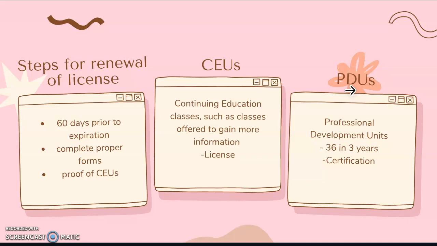As well as turning them in. And so, onto the CEUs. When renewing, you will have to submit proof of continuing education classes, just the classes offered to gain more information. For your license, you have to submit proof of either 1.0 CEUs, which equals 10 contact hours, annually, or if it is biannual, 2.0 CEUs or 20 contact hours. And then the next thing I want to talk about is PDUs, Professional Development Units, which an OTA has to complete 36 of in 3 years. That is more for your certification renewal.